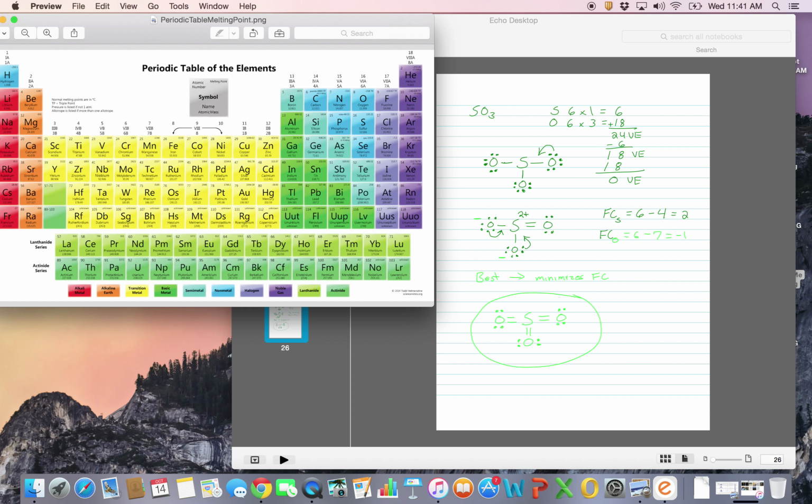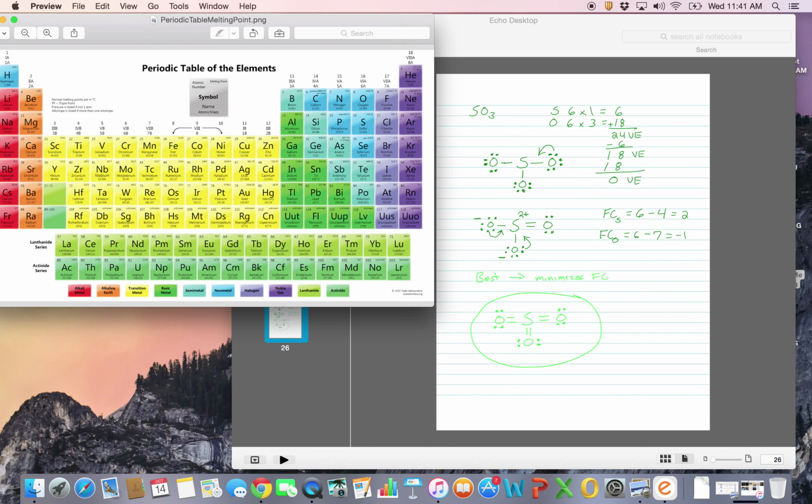Formal charge on these 2 oxygens that are single bonded: oxygen normally has 6, it currently has 7, that will be a negative 1. So therefore, these oxygens have a formal charge of negative 1. Notice that the overall net charge of this molecule, as we have written it, is 0. And that's what we should expect, because if you look up, SO3 does not have a charge associated with it.